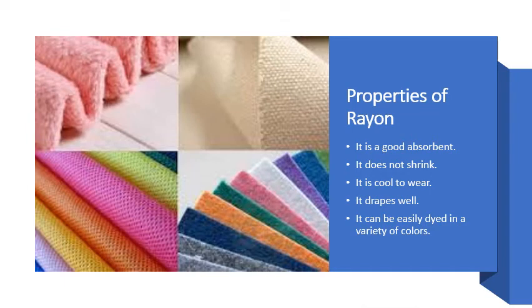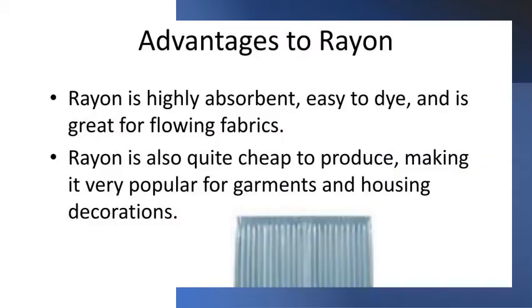Properties of rayon. When we talk about rayon, it is a good absorbent. It does not shrink. It is cool to wear. It drapes so well. It can be easily dyed in a variety of colors. What are the advantages of rayon? Rayon is highly absorbent. It is easy to dye rayon and is great for flowing fabrics. Rayon is quite cheap to produce, making it very popular for garments as well as household decorations.